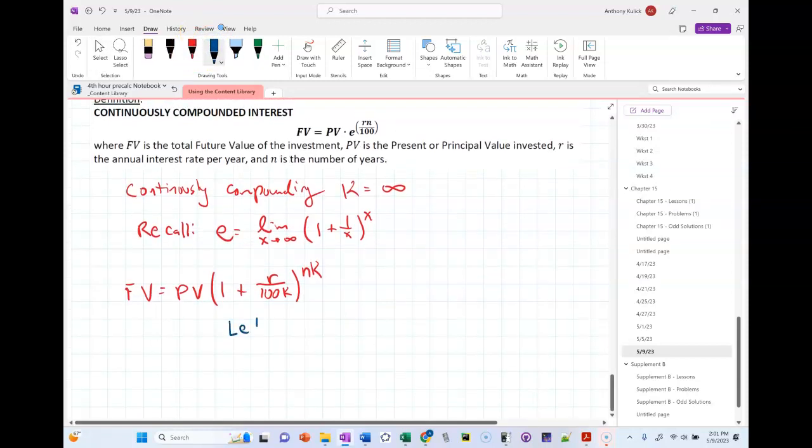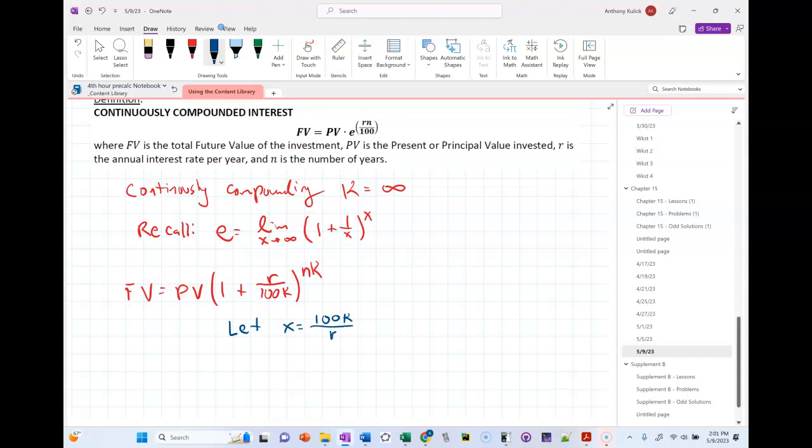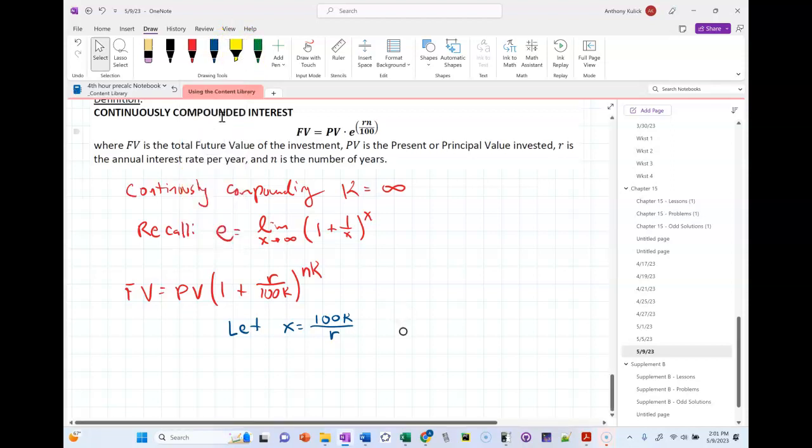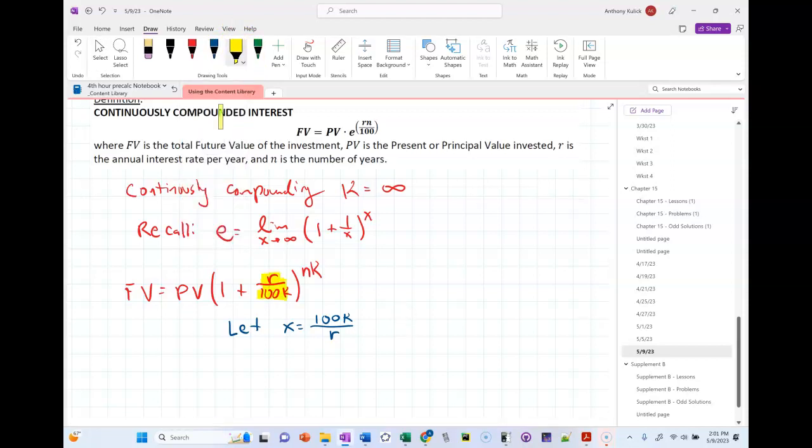So I'm going to start by making a substitution. I'm going to say X is going to equal 100K over R. So I have R over 100K. If that's the case, then I can rewrite R over 100K as 1 over X. Everybody's good with that? Because they're just reciprocals of each other.